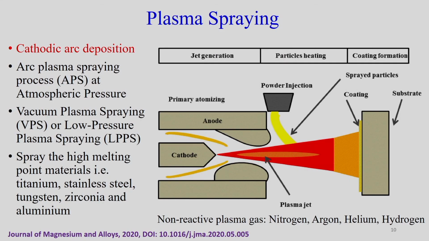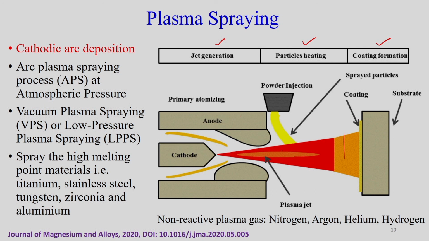Now, we will discuss a few selected modification techniques. In the physical methods, first we will discuss plasma spraying. Here you can see this is your substrate and this is where the coating is taking place. Here you have the anode and cathode, and this is your powder material which we are going to inject, and with the plasma it is coming and getting deposited on the surface. So, this is like jet generation, then particle heating, then coating formation. These are the three major steps here.